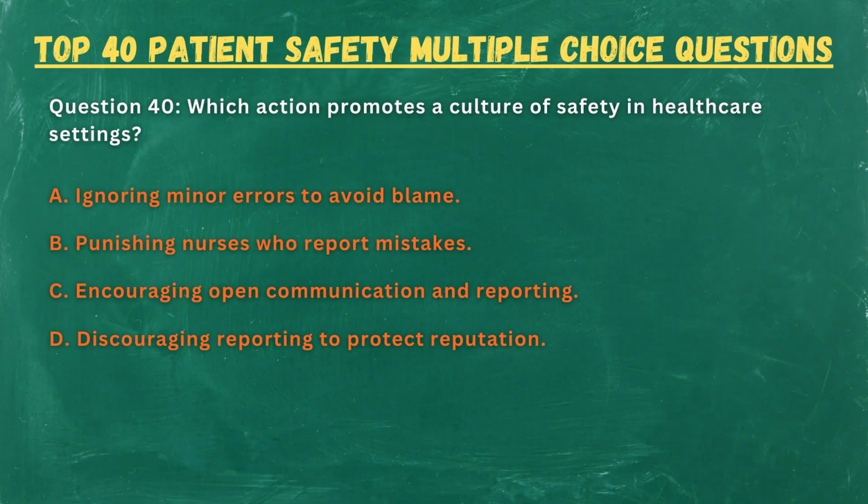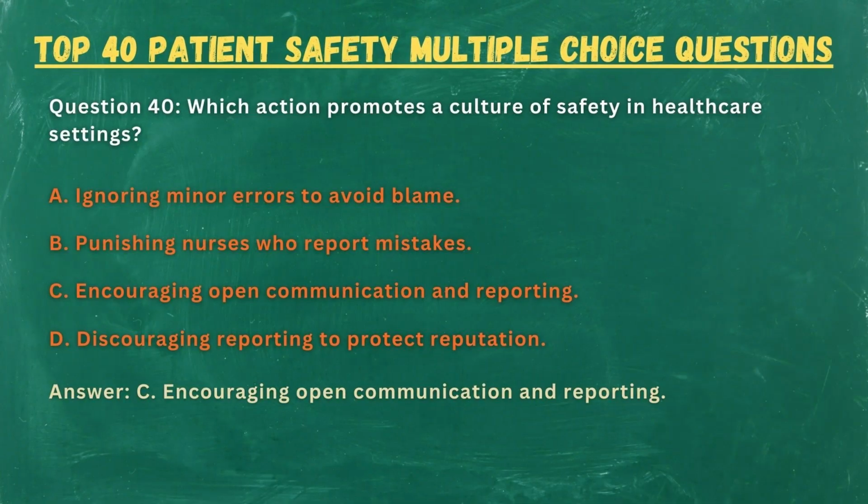Question 40. Which action promotes a culture of safety in healthcare settings? A. Ignoring minor errors to avoid blame. B. Punishing nurses who report mistakes. C. Encouraging open communication and reporting. D. Discouraging reporting to protect reputation. Answer: C. Encouraging open communication and reporting.